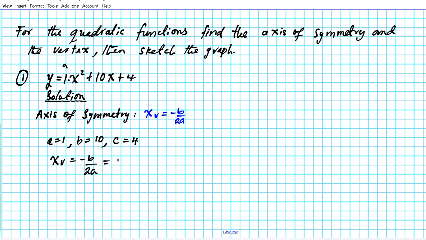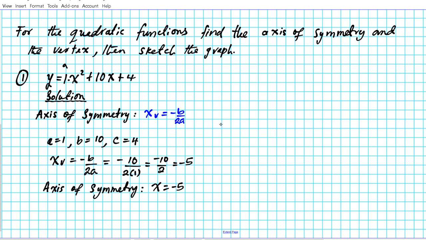Okay, so let's figure that out. So it's going to be negative 10 divided by 2 times 1. We use the order of operations. We have negative 10 over 2, which is negative 5. Okay, so that's the x-coordinate of our vertex, and is also the axis of symmetry. Axis of symmetry is x equals negative 5.